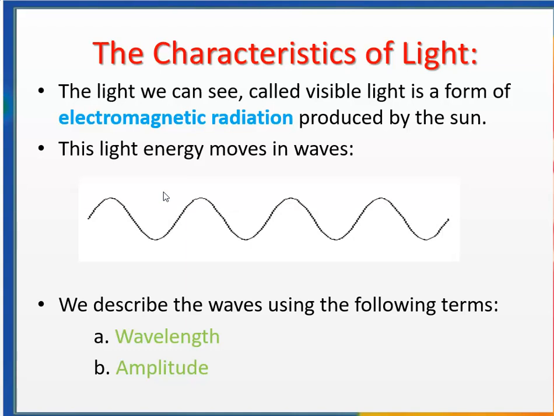So now, I'm going to also talk with you about the different features of wavelength and amplitude, and then we are going to talk about the very small amount that we can actually see of the available light from the sun.